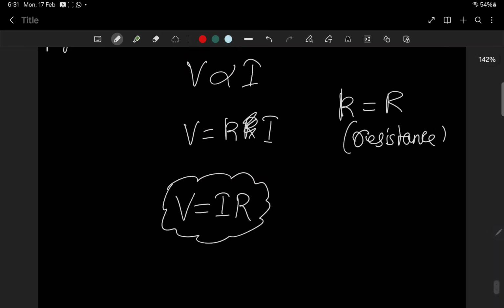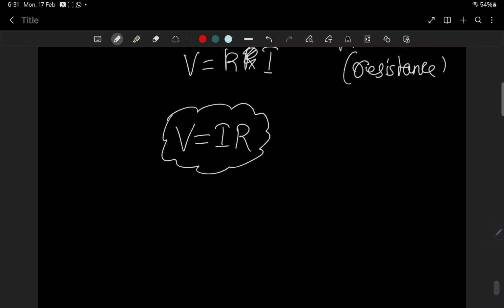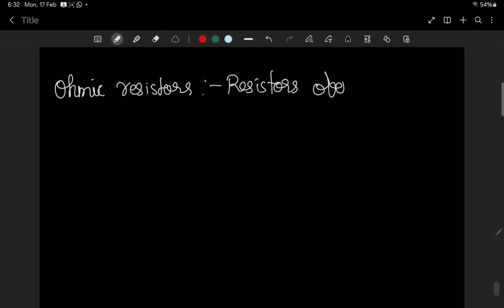Important. This is something you will be using for a long time. Next, Ohm's law is only applicable when the temperature is kept constant. Now, what are ohmic resistors? Ohmic resistors are resistors obeying Ohm's law.